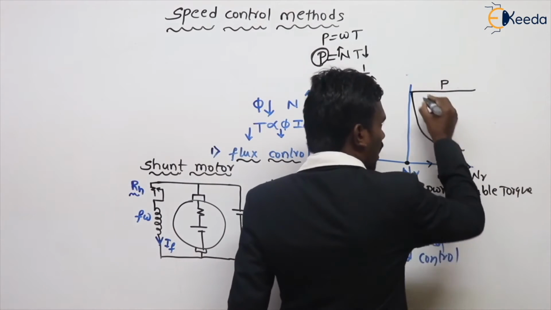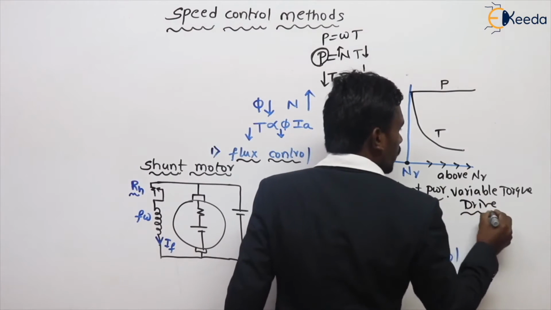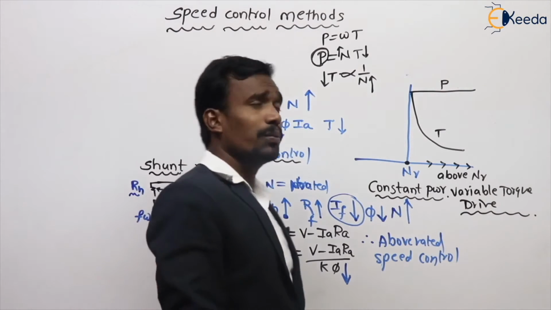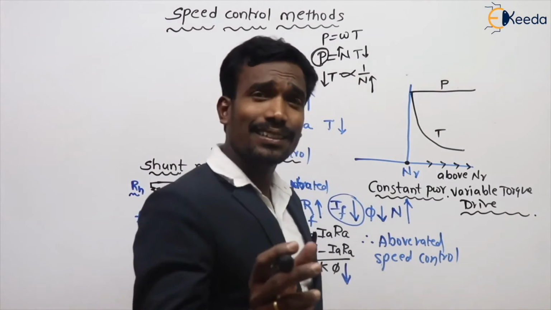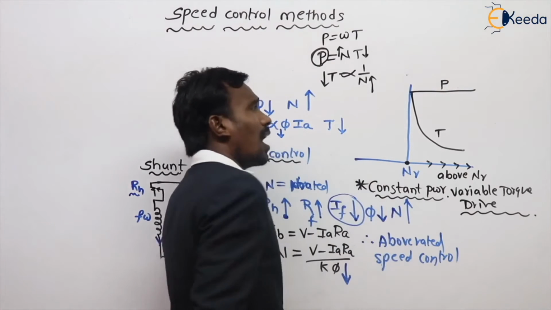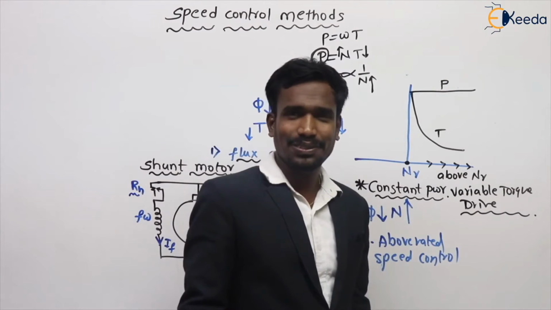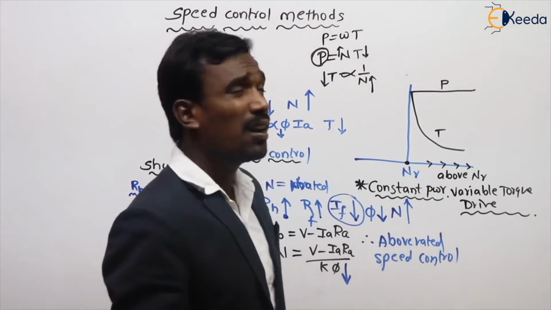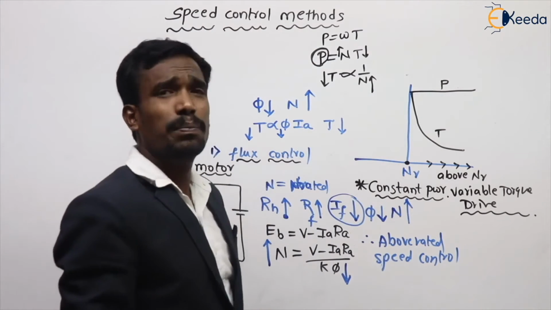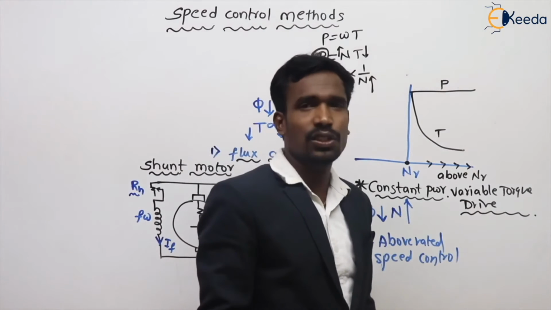Variable torque drive, this is very important for us. In the flux control method, the motor acts as a constant power variable torque drive. This is very important. And here the relation between torque and speed is inversely proportional to each other in the above rated speed range.